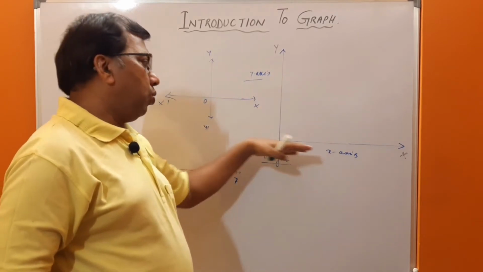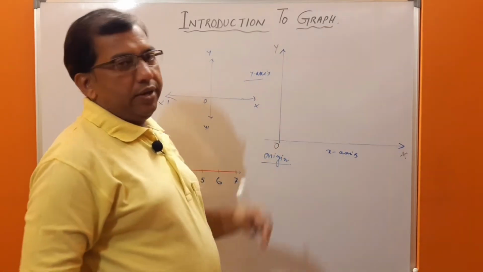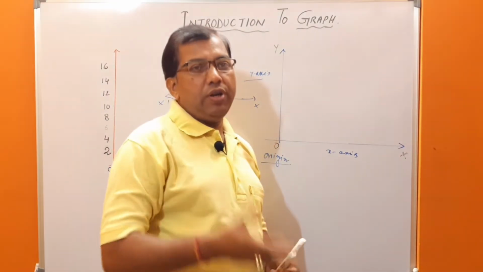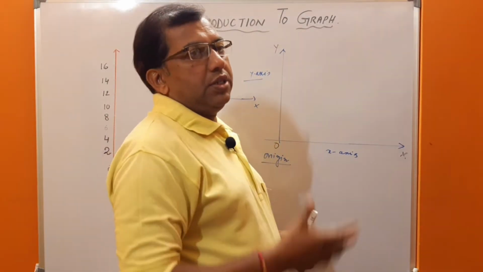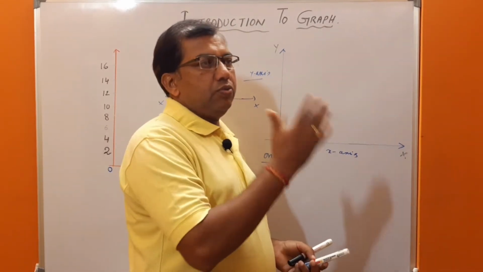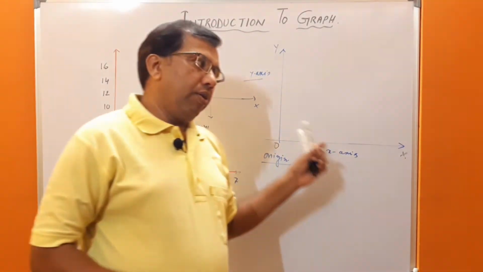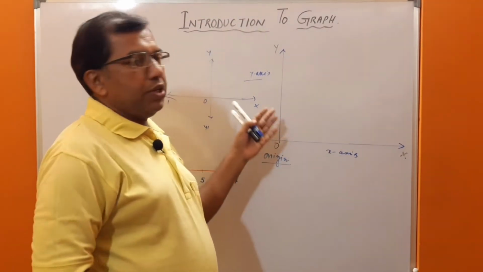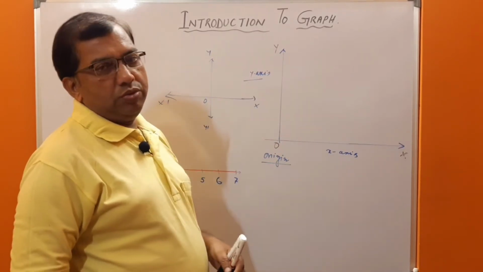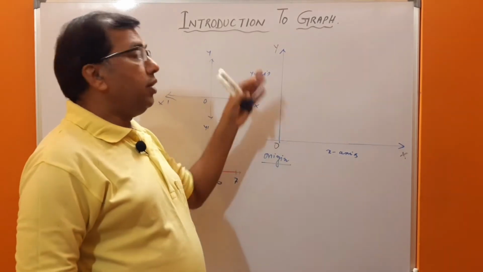Suppose the runs scored by a player, or the perimeter of a square, or the rainfall on a particular day, or the temperature in a particular week. You have to show the first day, second day, third day, fourth, fifth, seventh, the successive days, and what the temperature is, whether it decreases or increases, the various types of temperature. In that case, you need to plot it by graph.